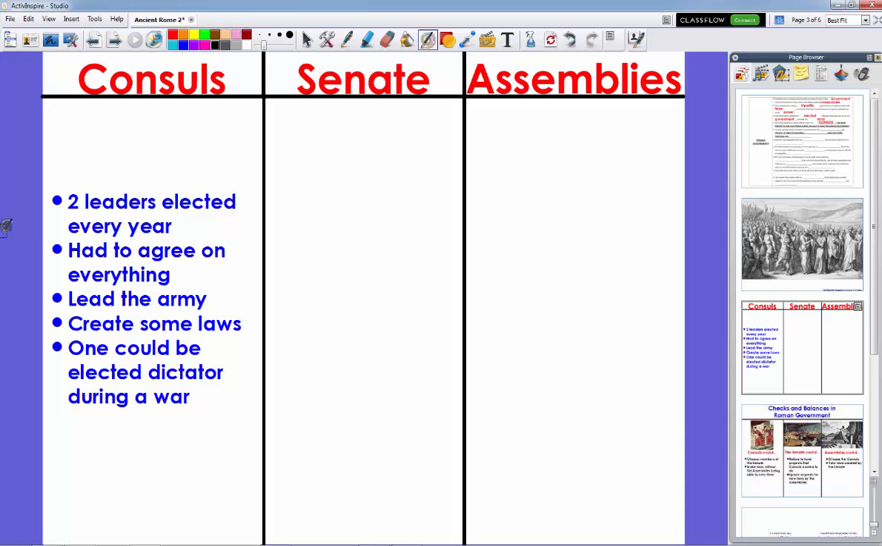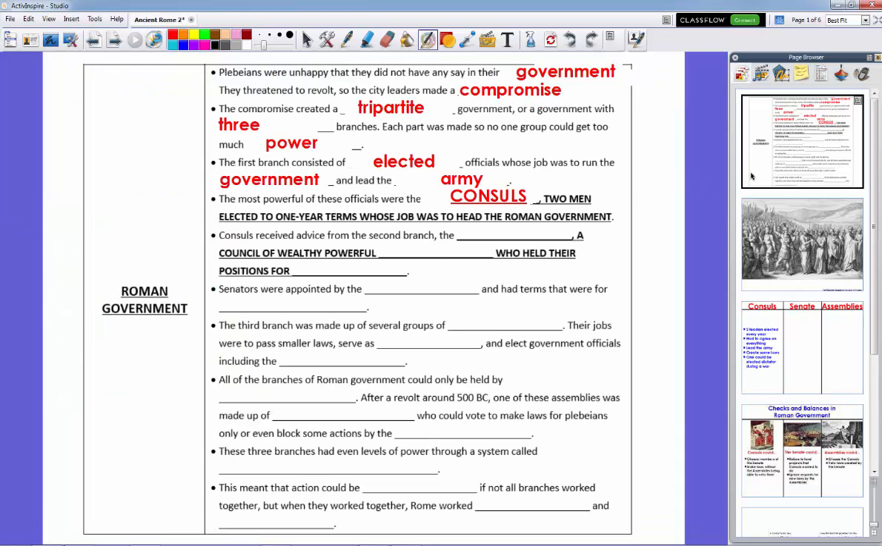And of course, Cincinnatus was the guy who was a farmer and he became dictator twice. And as soon as the war was over, he went back to farming. So that's the consuls. They're kind of like the executive branch of our government in the United States.